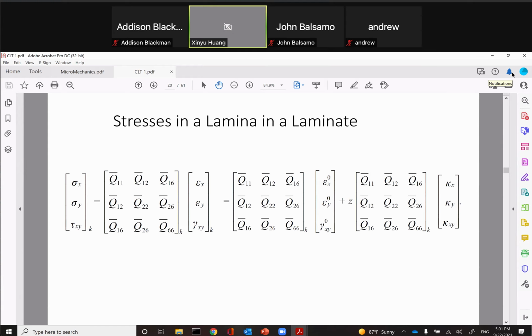All right, so this base says that you can back calculate. If you know the midplane property, you can calculate stress and strain everywhere. Okay.